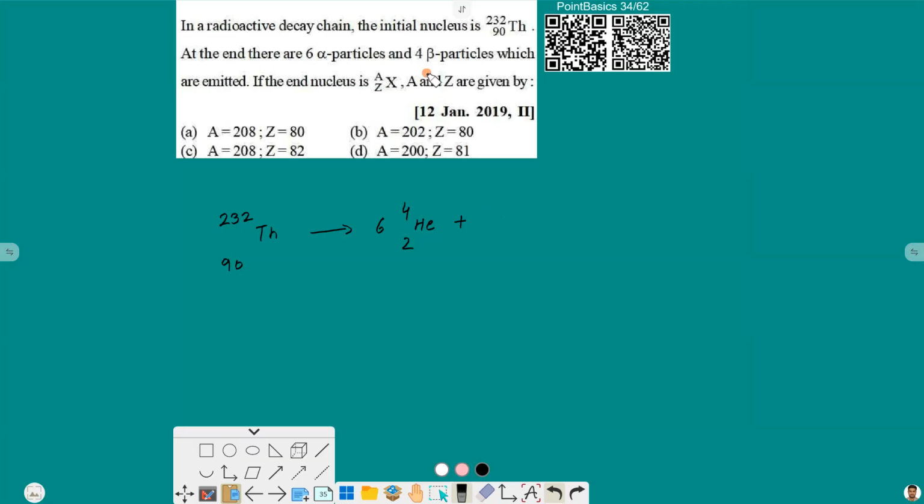and these beta particles are basically electrons. So what we have is 4 times e. The atomic number for electron is actually 0, sorry, mass number is 0, but we will take minus 1 here because we have to balance the charge, and let us say that the end nucleus is A X Z. So if we balance the equation, then we will get 232 is equal to 24 plus 0 plus A. So from this A comes out to be 208, and coming to the Z, we have 90 is equal to 12 minus 4 plus Z.